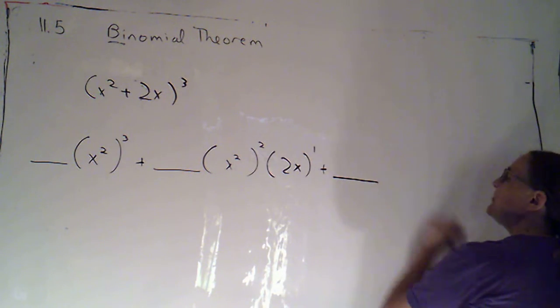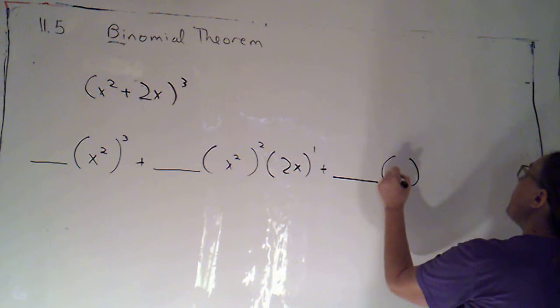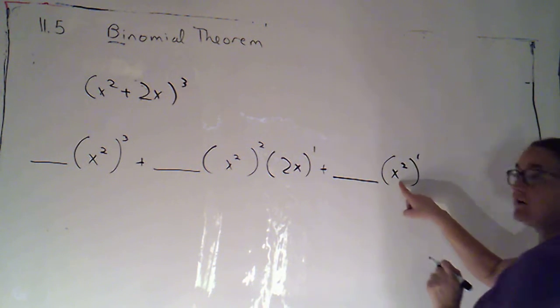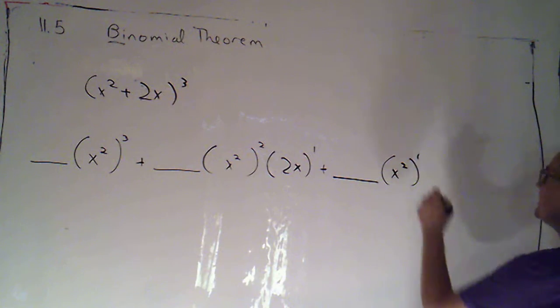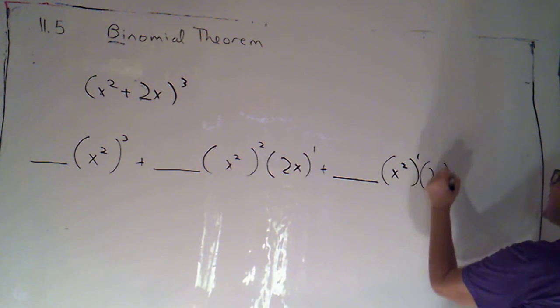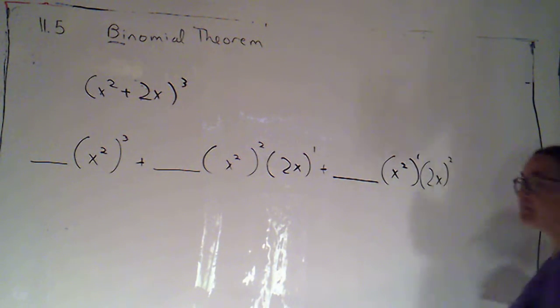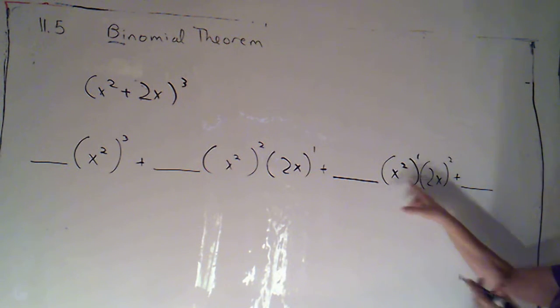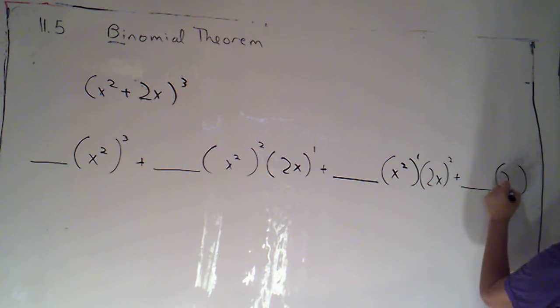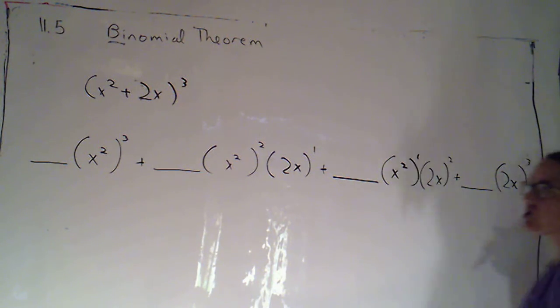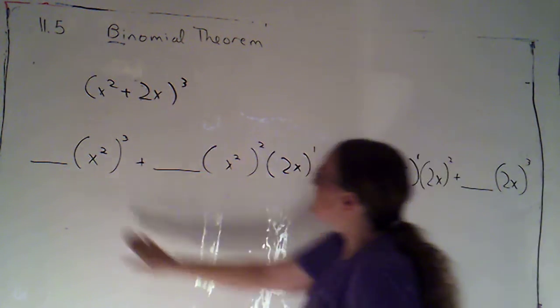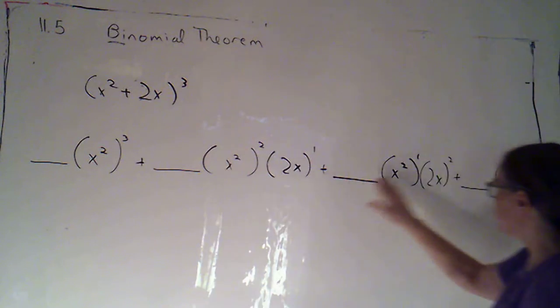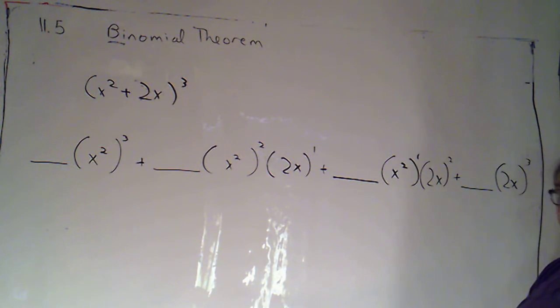Plus some copies of one less copy of x squared, so just x squared to the first, one more copy of 2x, so 2x squared, plus some where I have no x squareds, and that would mean that all three factors are 2x's. To figure out these coefficients, I'm going to use Pascal's triangle.